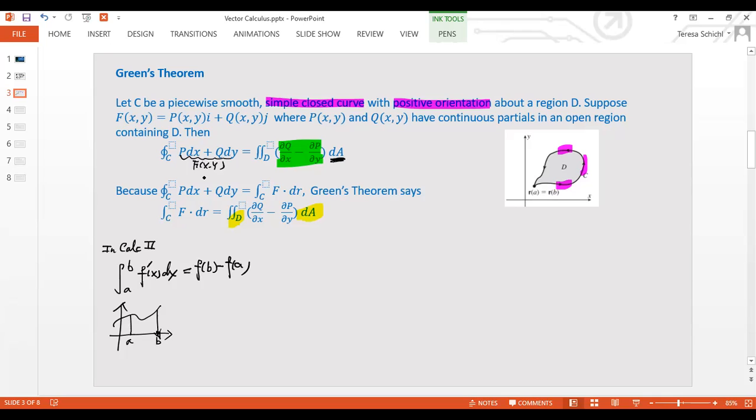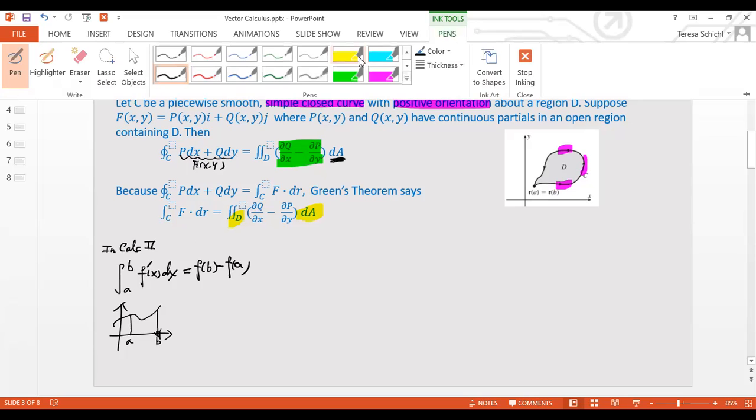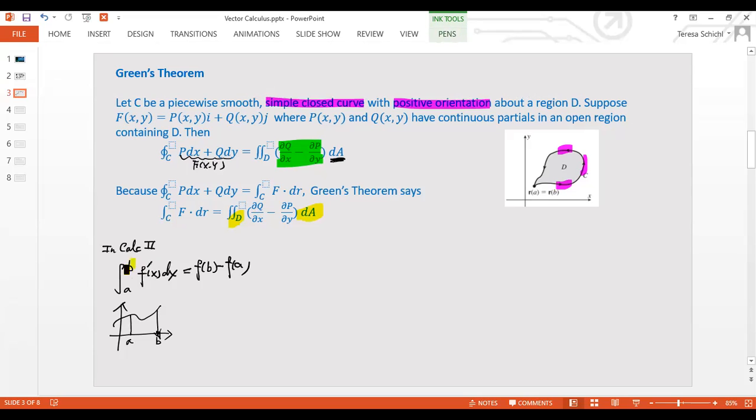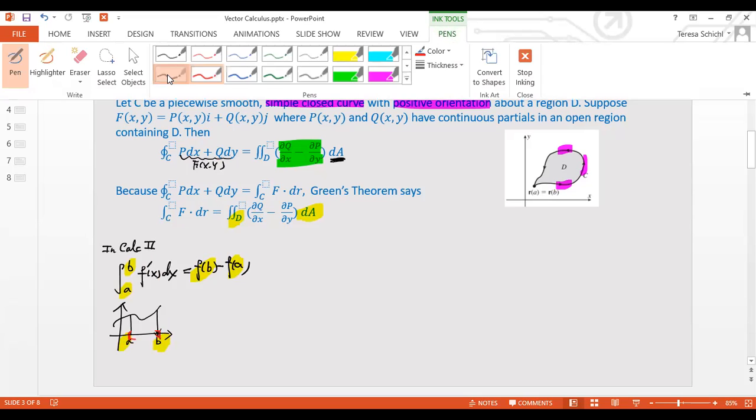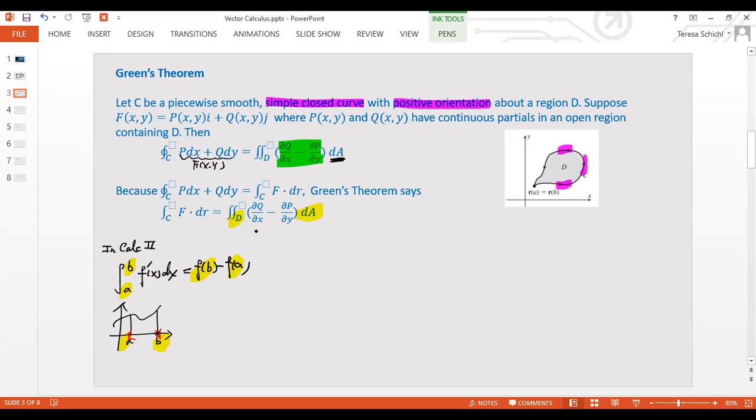So now in R2, you only use those boundary values, f of b minus f of a. So you only use the boundary values of the integration region. So Green's theorem looks similar here.